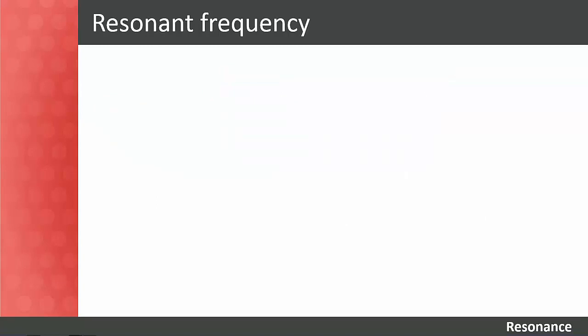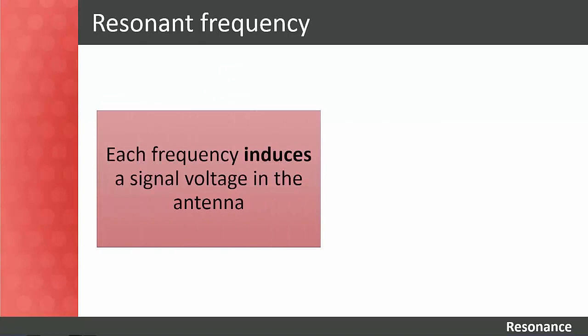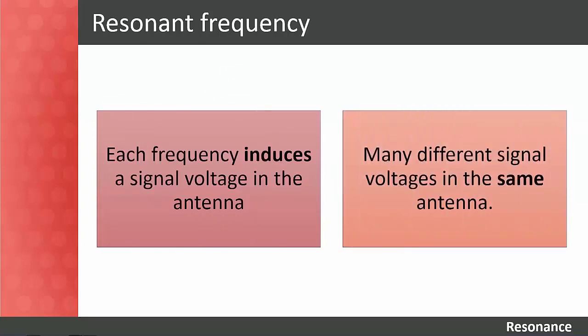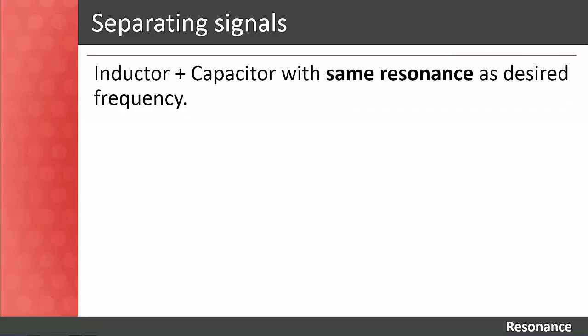Each different frequency induces a signal voltage in the antenna so that at any given time there may be many different signal voltages in the same antenna. So how can we separate the signal we want from the other signals? We can separate one frequency from the rest if we can find an inductor and capacitor combination which resonates at the same frequency as the one we are trying to separate.